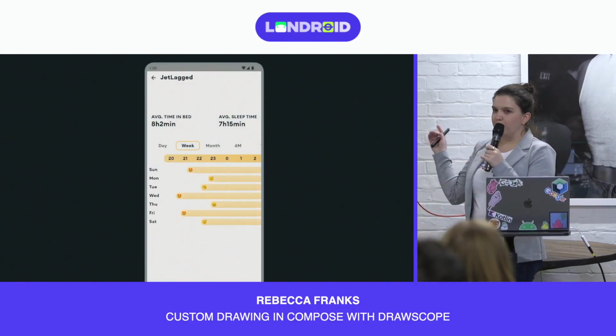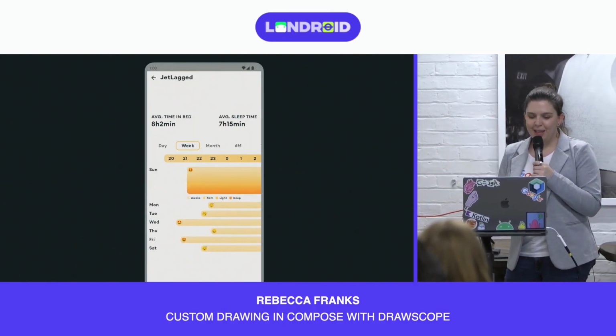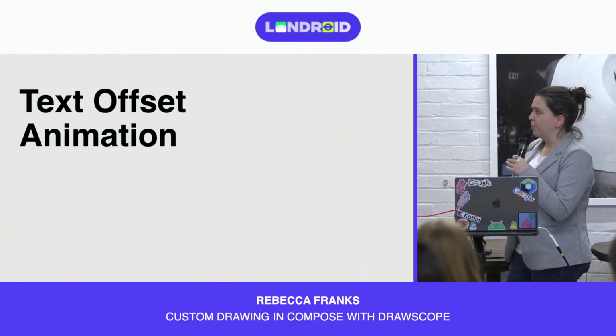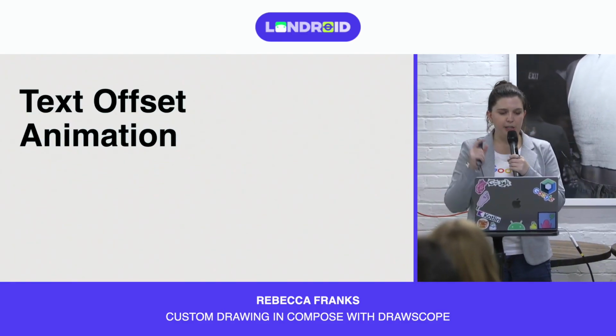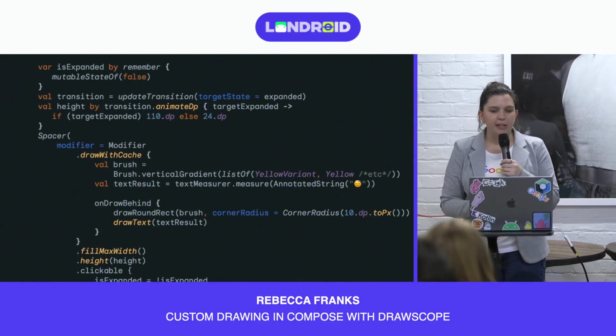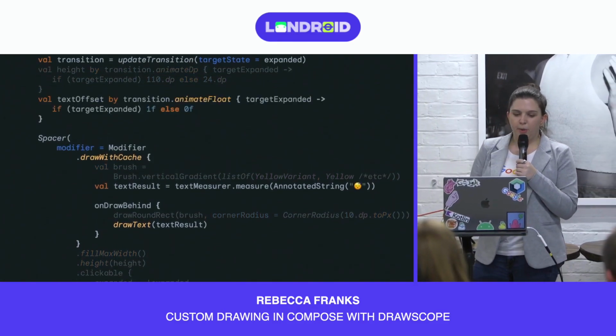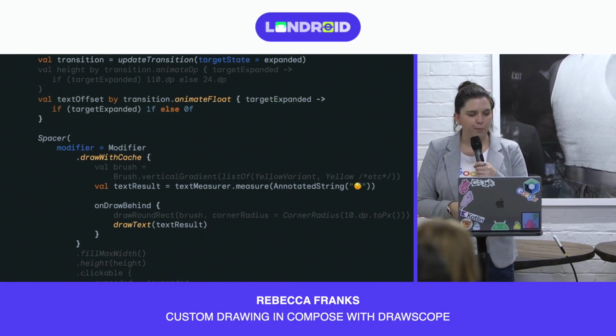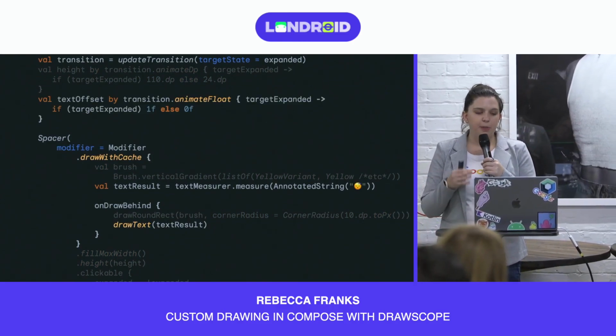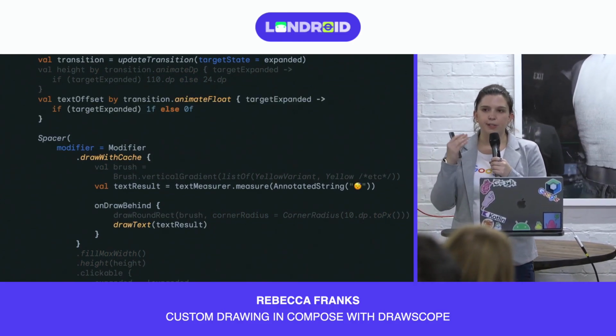So this is almost there. We need a few more steps, though. The next thing we need to do is the text offset. So the text needs to move with the expansion. So back to our code. We can create a text offset animation using the same transition object that we defined before. And in this case, we're going to animate between a 0 and 1 value, depending on if it's expanded or not.